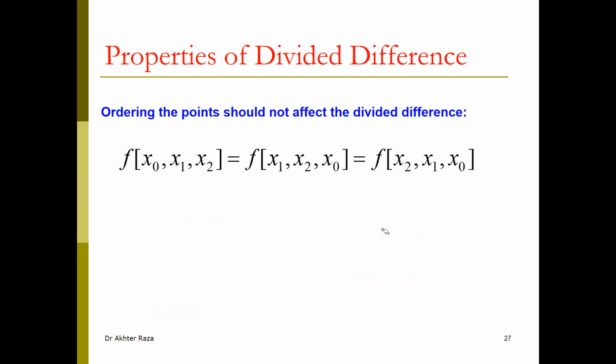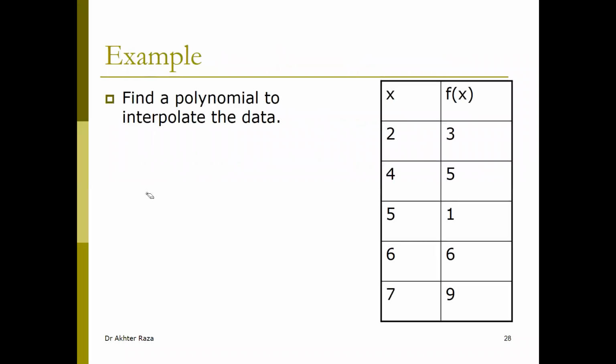By this conclusion, we have [x0, x1, x2], [x1, x2, x0], and [x1, x0, x2]. All of these three polynomials will be the same. What will be the degree of the polynomial? The degree will be second order. If I have three arguments within the bracket, then we will have a second order polynomial.